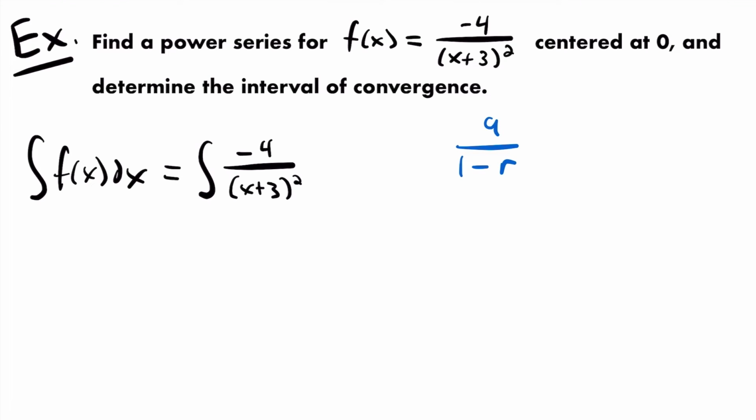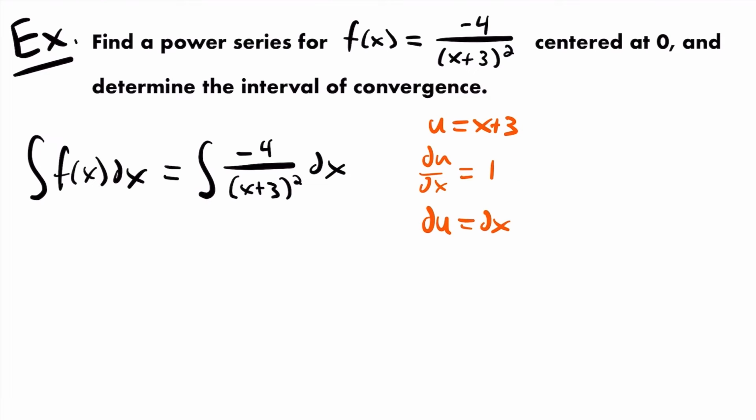(x + 3)² dx. We could use u substitution to solve this integral. We could set u equal to x + 3, and then du/dx would be equal to 1 because the derivative of x is 1 and the derivative of 3 is 0. And so du is equal to dx if we multiply both sides by dx, which means that this integral would be equal to the integral of -4 divided by u² times du, right? We replaced x + 3 with u and dx with du.